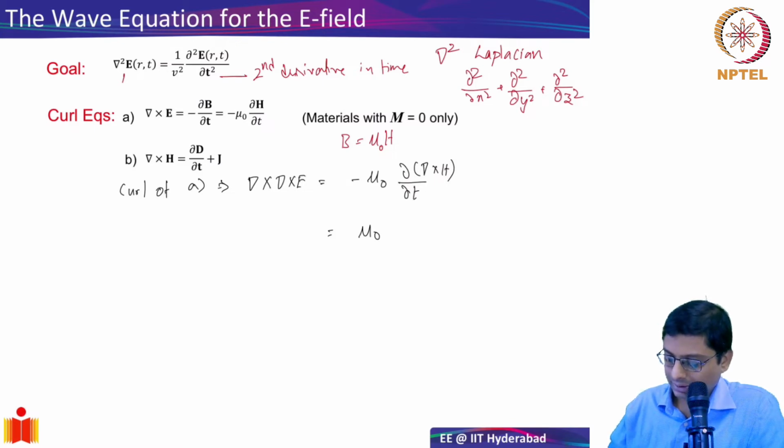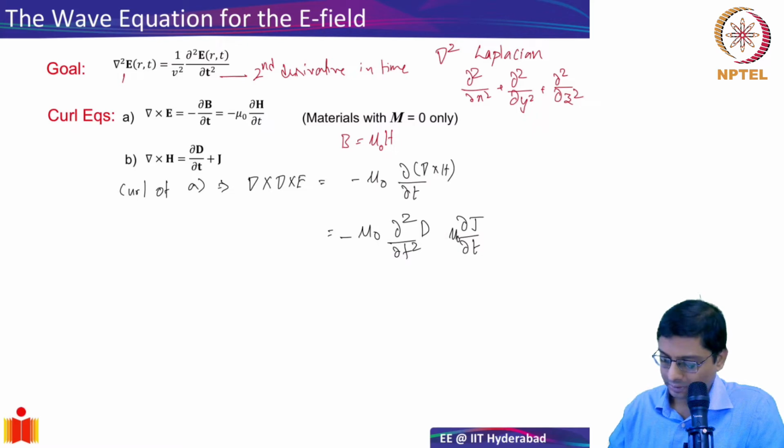Okay, let's take the second derivative. So mu naught, second derivative of D with respect to time, plus the minus mu naught, the first derivative of J with respect to time. There should be, instead of a plus, a minus here as well. So this is what you get, right?